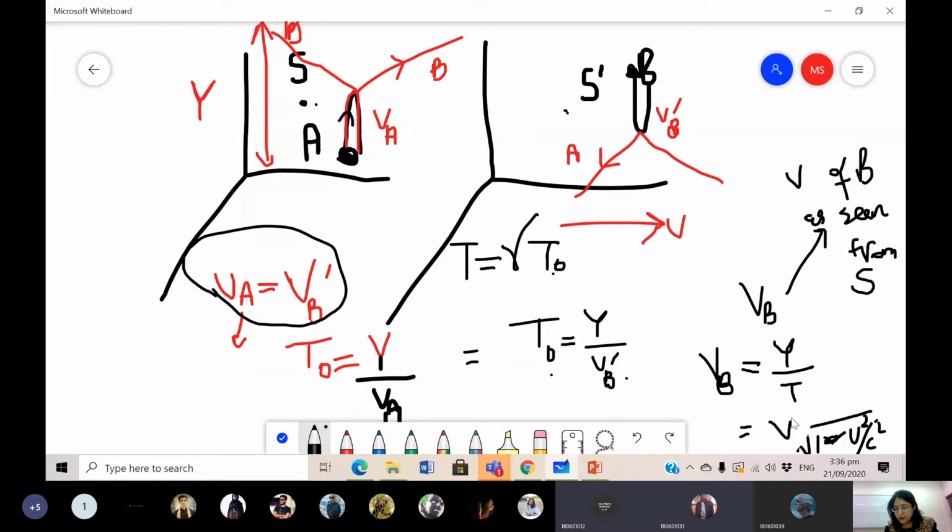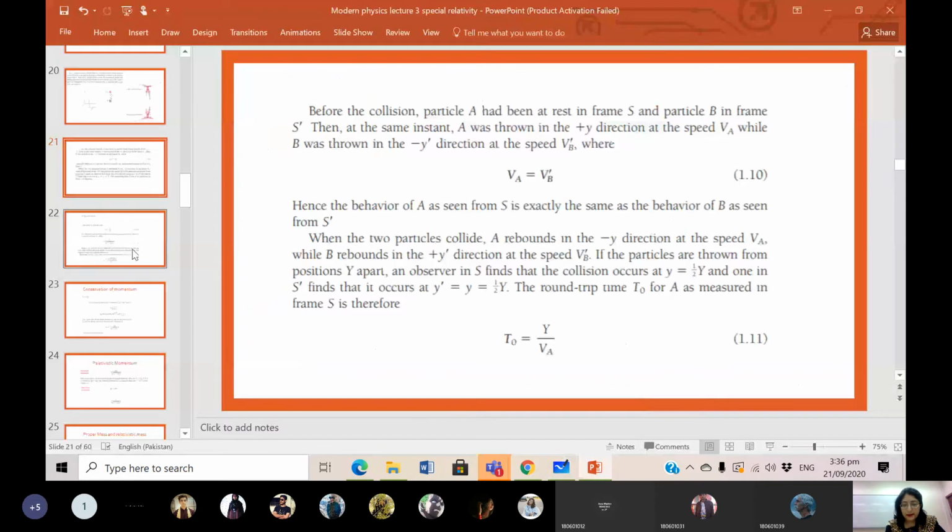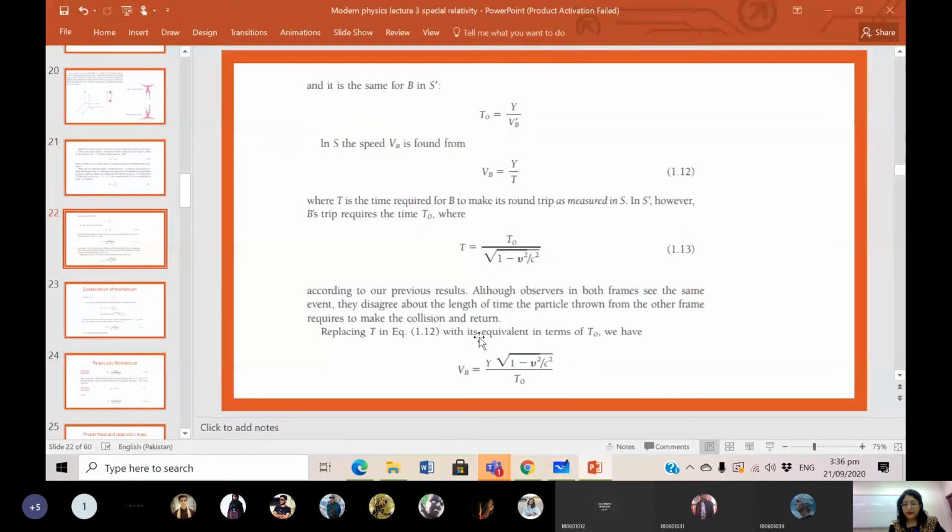Yes, ma'am. Y is like this, okay? T is gamma T0, so the gamma factor came up, divided by T0. So this is our VB, because of the time dilation effect as seen from this frame, B is going to be time dilated. Now we go back to our PowerPoint and say we got this formula. We have derived this too.